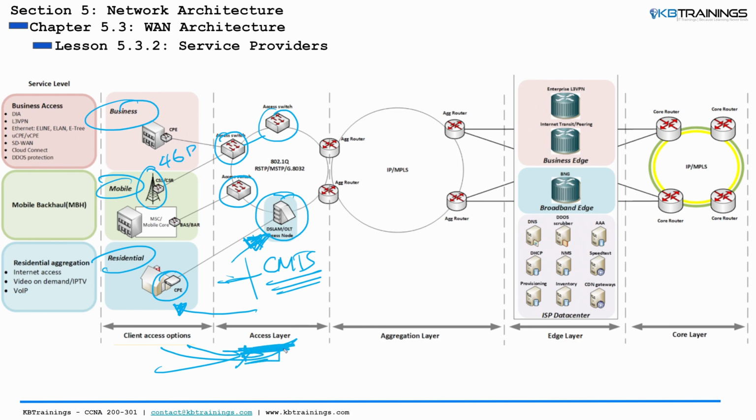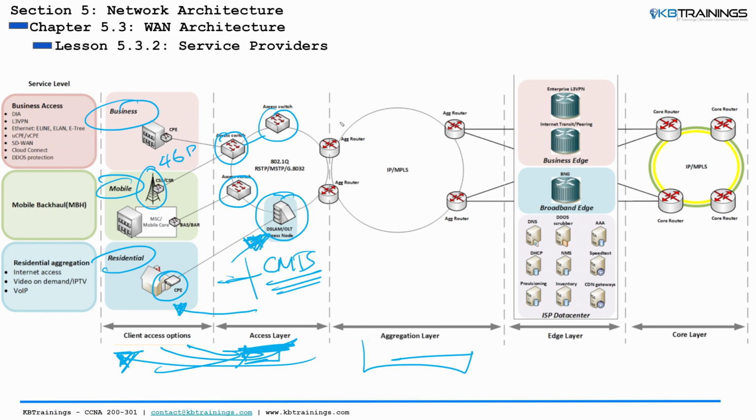And then the access connect to the aggregation layer. This is the layer that is aggregating all the flux of traffic that is coming from different types of customers or different services that we offer to the customer. It's being aggregated in the aggregation layer.